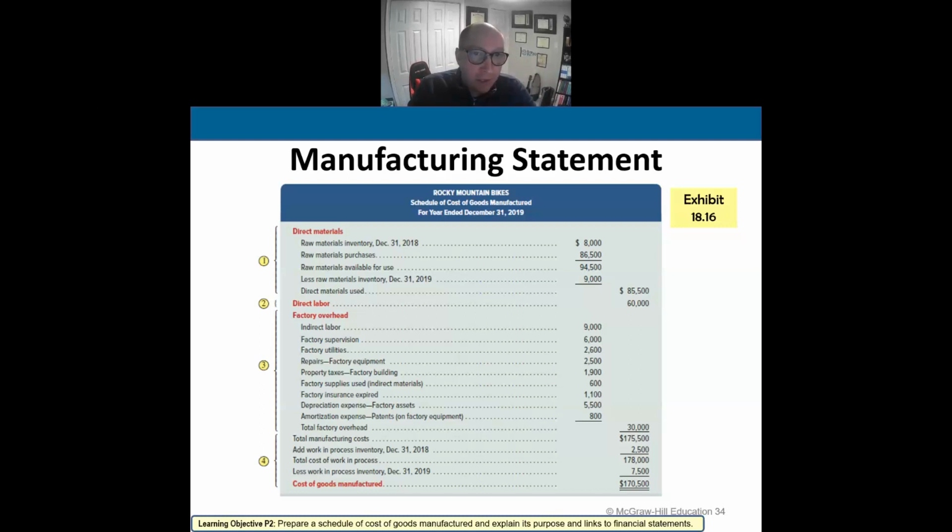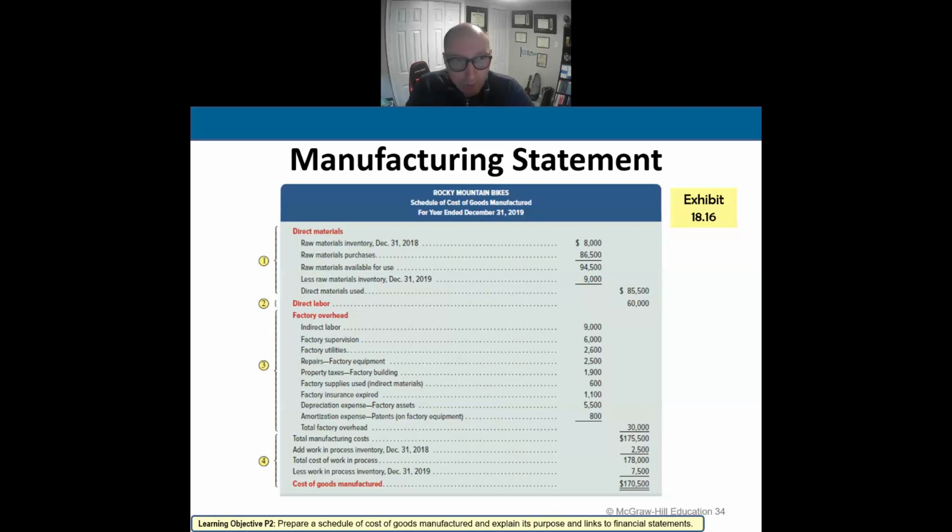Here's an example of the cost of goods manufactured statement. We call this a manufacturing statement. This is one of those internal reports. We don't publish this. This doesn't go out to the public. This doesn't go to the government. This doesn't go to our competitors. This is an internal managerial accounting report. We use this document internally to make decisions. Managers use this, employees use it to make decisions.